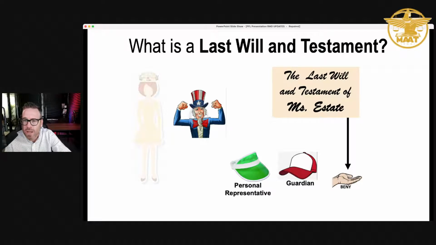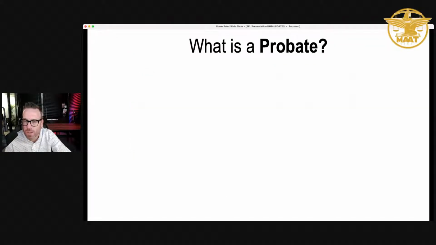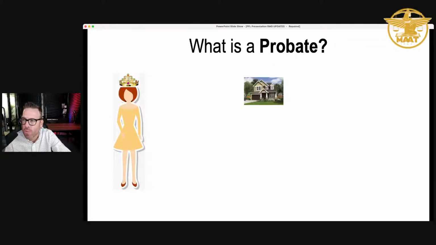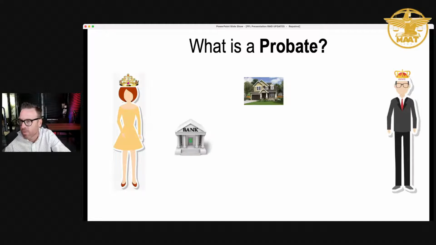After a person passes away, this Uncle Sam is signifying probate. It takes some court or government action to actually appoint these people, the personal representative and guardian. So the will says who you want to be in charge, but they have to go through the court in order to get their authority. And probate is that process where they get their authority.